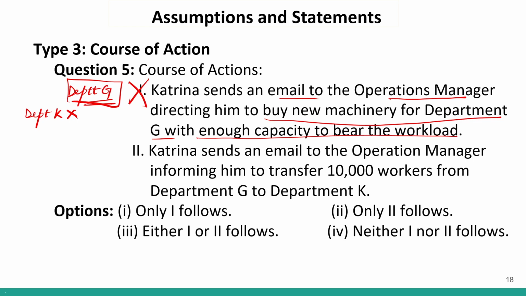Let us look at the second one. Katrina sends an email to the operations manager informing him to transfer 10,000 workers from department G to department K. This will be the correct course of action because it caters to both department G and department K. In department G, the machines are being overutilized. So sending some people from department G to department K will make sure that the machines in department G are not overutilized, whereas the machines in department K are not underutilized. So the answer will be that only 2 follows. This will be the correct course of action.